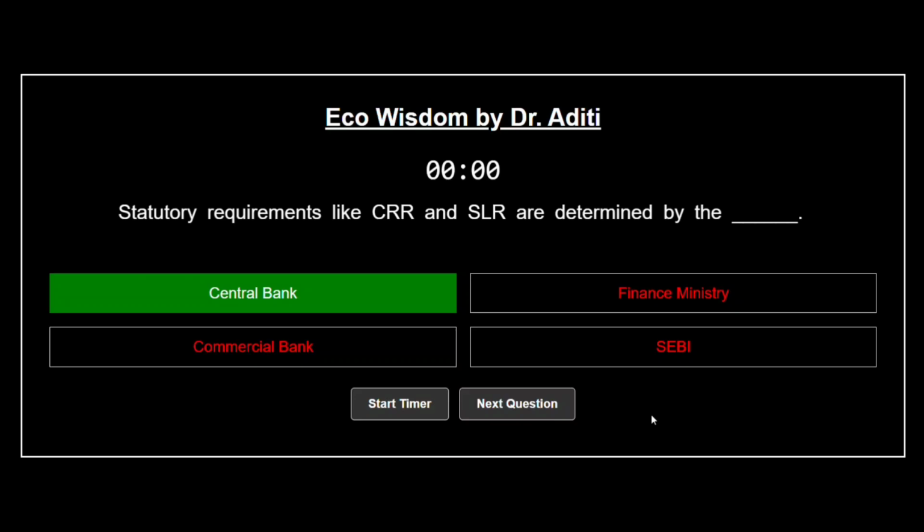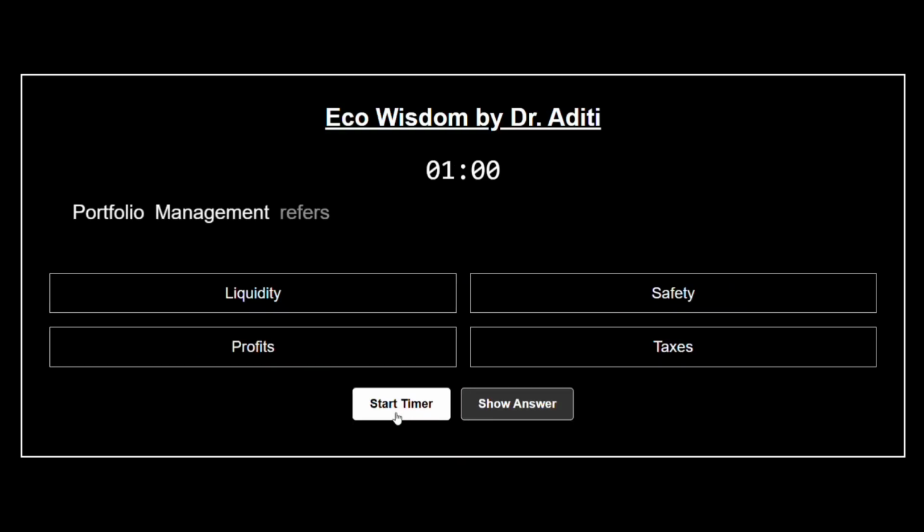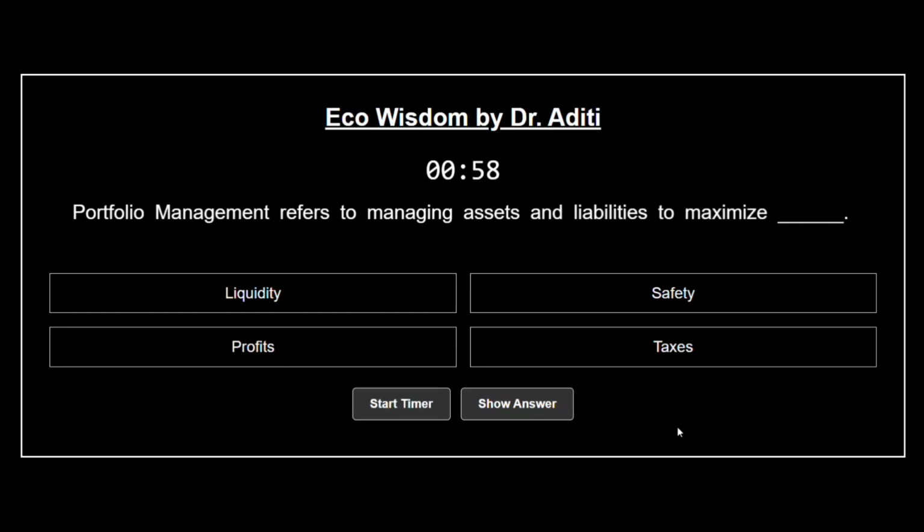So if you remember, I told you that money supply is managed by RBI with the various tools at its disposal, like quantitative and qualitative. Under quantitative, CRR and SLR are considered and they manage money supply. So naturally, the central bank decides CRR and SLR. Next question we have is, portfolio management refers to managing assets and liabilities to maximize dash liquidity, safety, profits, and taxes.